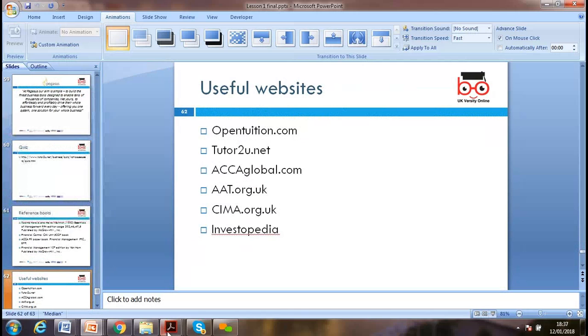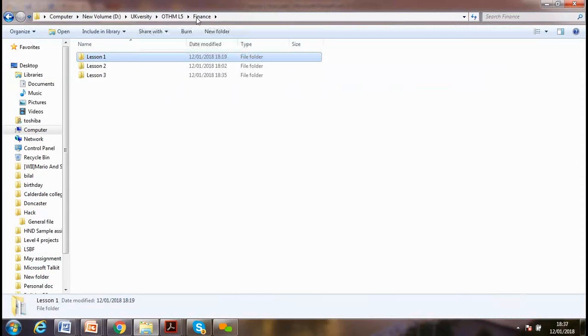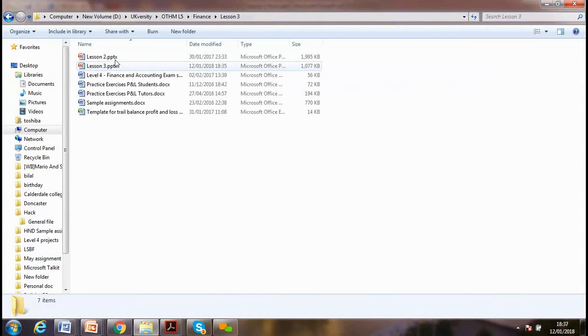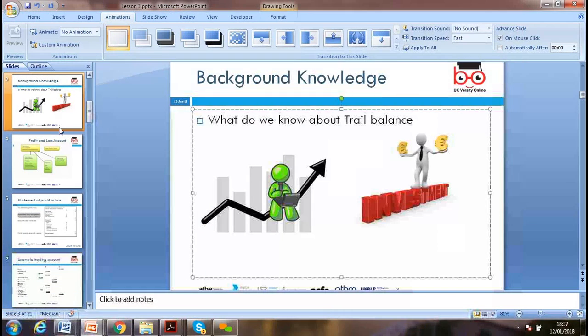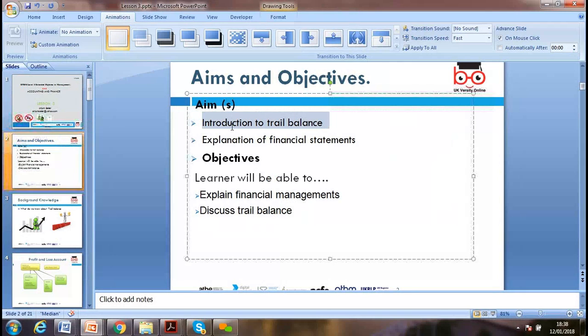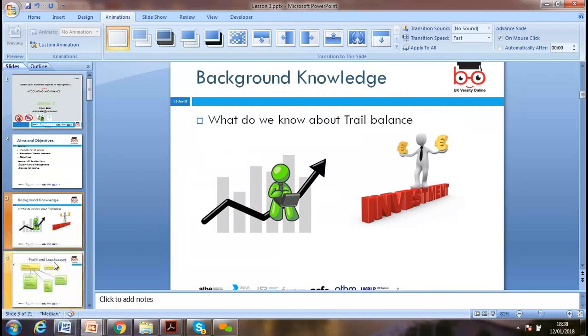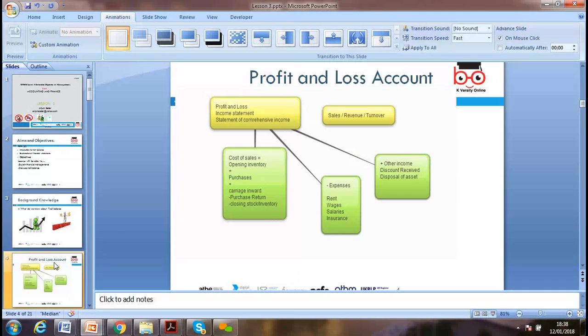So today we are moving forward. We'll go through the outline of today's lesson. Our focus will be an introduction to the trial balance and an explanation of financial statements, and we'll prepare financial statements as well. During our first lesson, we already discussed how many types of assets a business has. What is meant by asset?